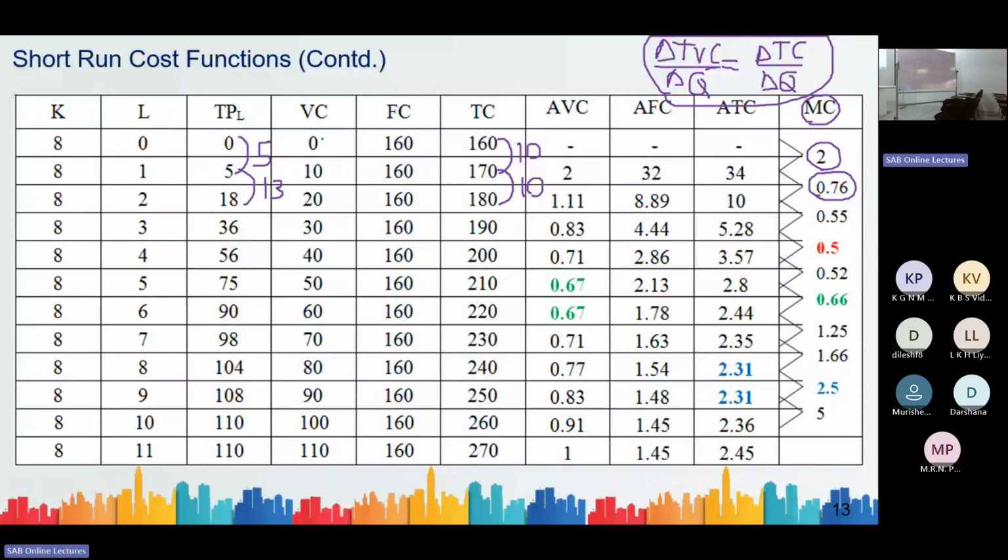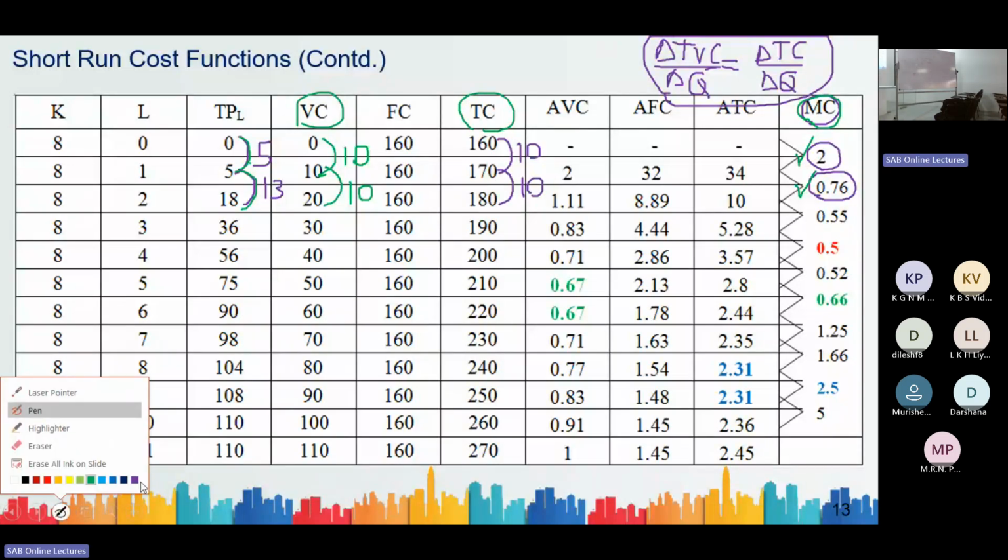You can see here total variable cost increases by 10. Output increases by 5. 10 divided by 5, the answer is 2. When moving from the second level to the third level, total variable cost increases by 10, and total output increases by 13. 10 divided by 13, 0.96. So you can refer to either total variable cost or to total cost to calculate marginal cost. Both methods will give the same answer.